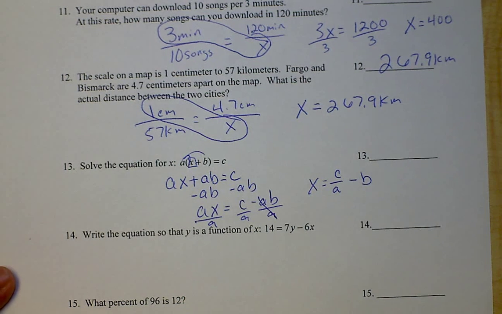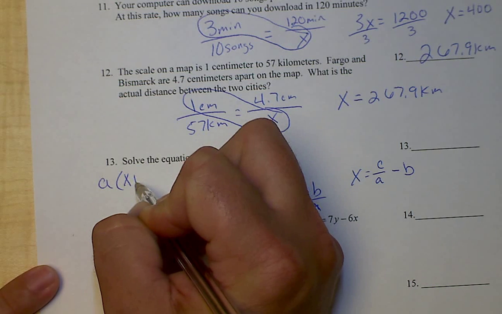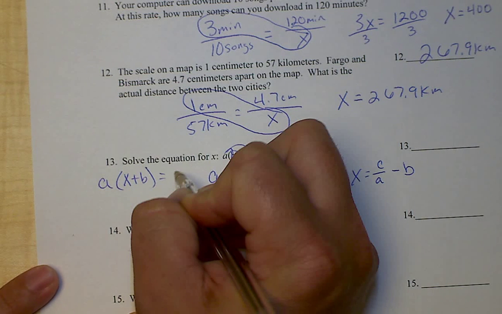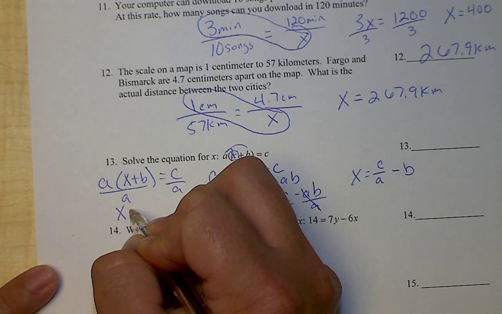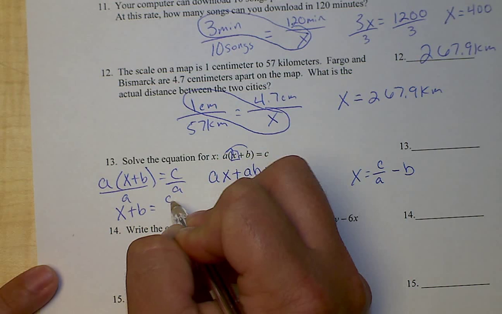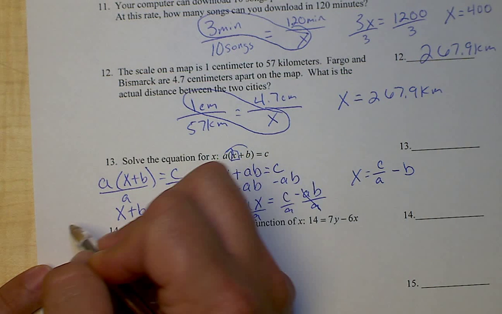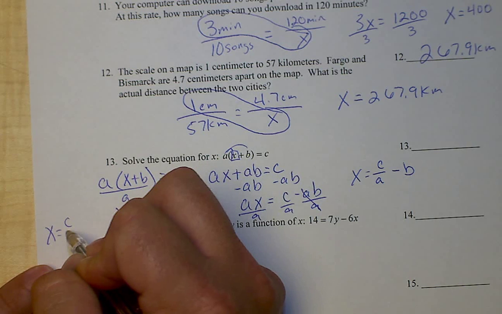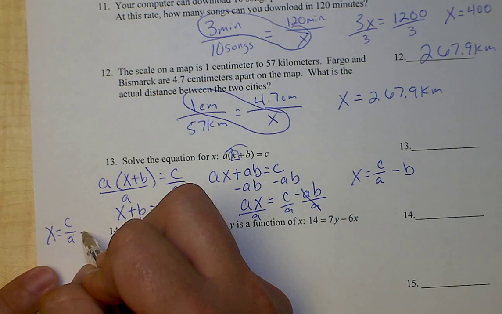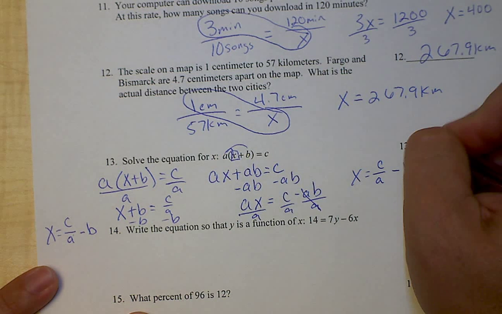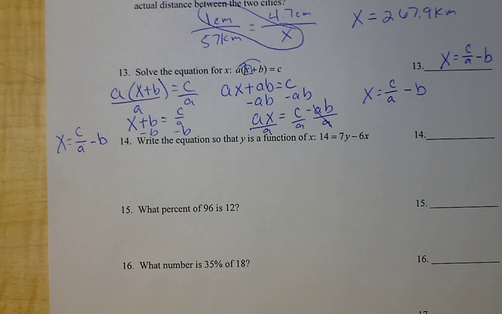If I wanted to do it a different way, I could divide each side by a, and then I get x plus b equals c over a, and then subtract b. So I get the same thing. x equals c over a minus b.